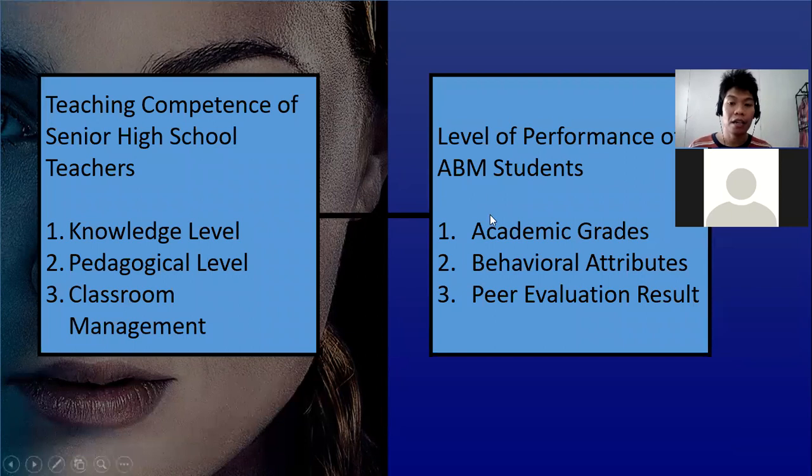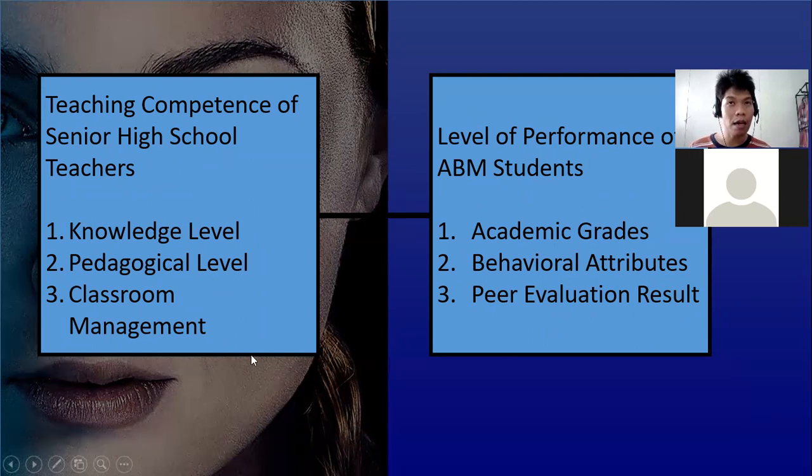Kaya halimbawa, you want to predict if the level of performance of ABM students mag-improve ba siya through the teaching competence of the senior high school teachers. Okay, so ito yung indicators ng teaching competence of senior high school teachers: knowledge level, pedagogical level, classroom management. So sa level of performance naman, academic grades, behavioral attributes, and peer evaluation results.